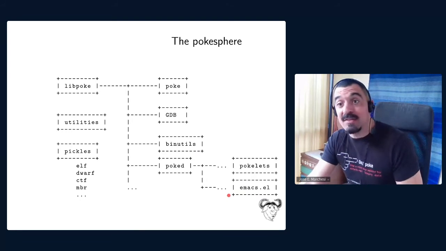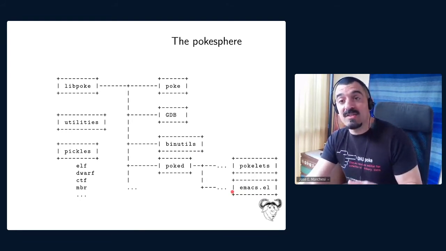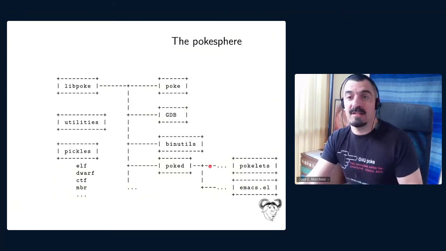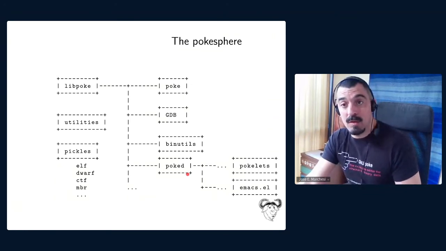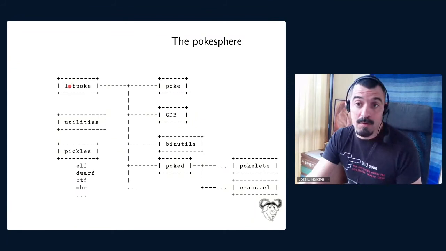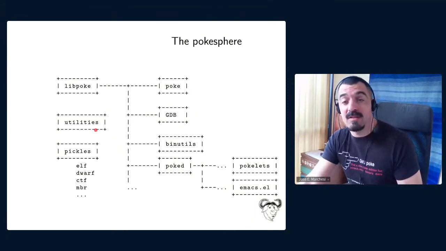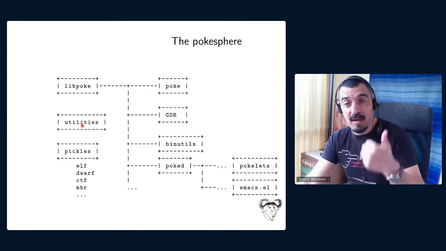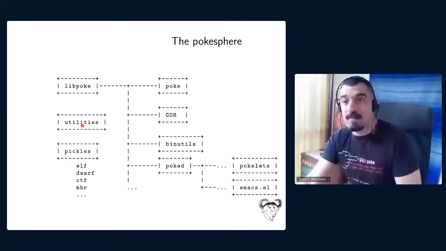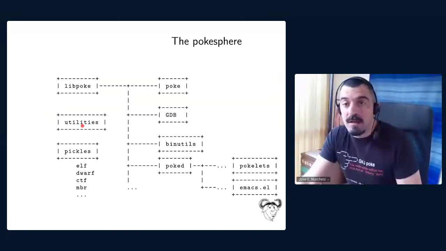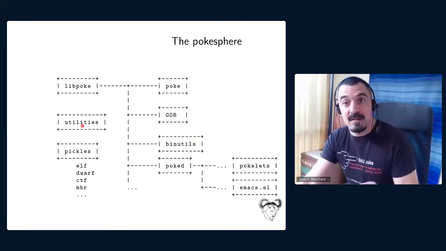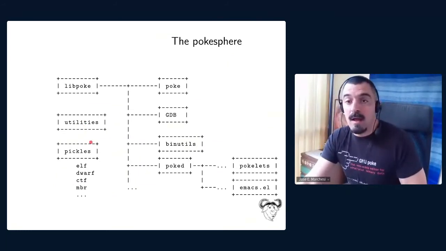And the Emacs interface, which I showed you in this demo today, actually acts as a set of pokelets that communicate with the pokd, the poke daemon that is linked with libpoke. Also, we have binary utilities, because I have not shown you, but in poke you can write filters, binary programs, binary utilities very easily in the language itself, in this descriptive language.